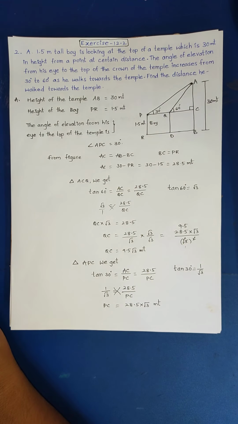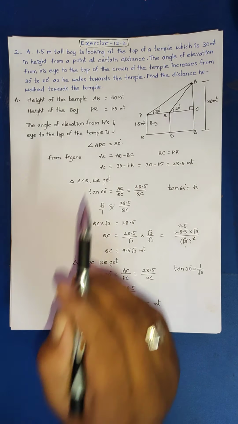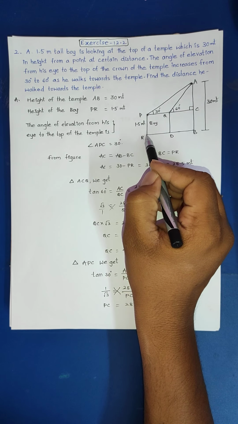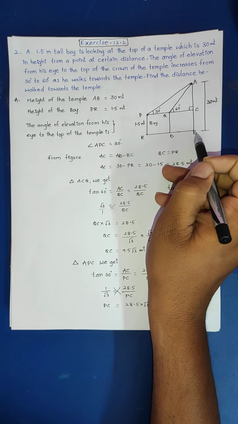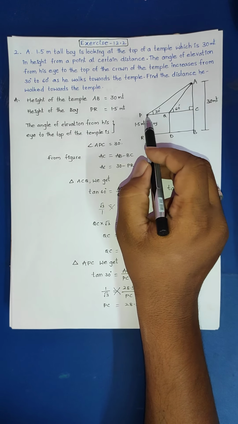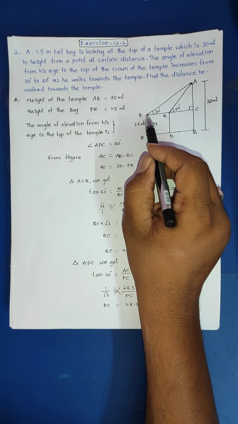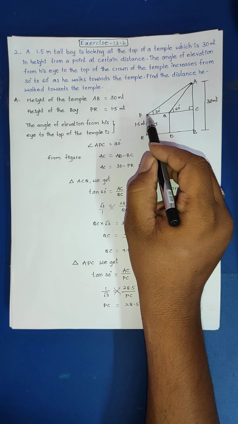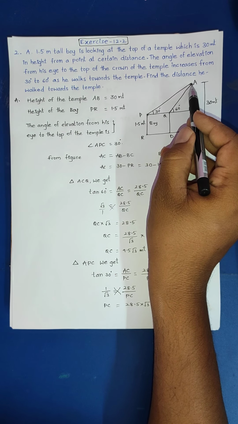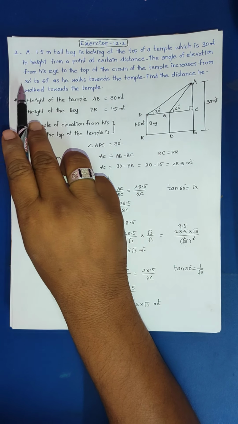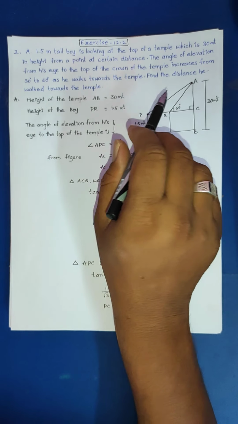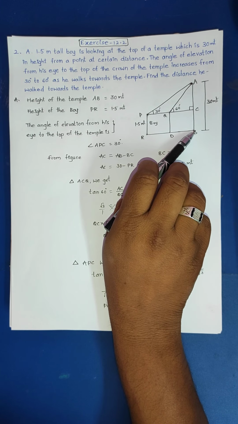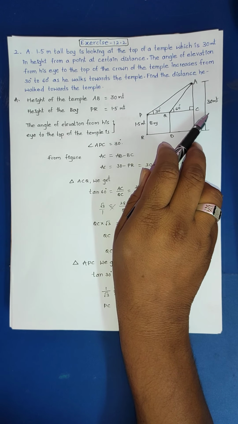Now the second problem. A 1.5 meter tall boy is looking at the top of a temple. This AB is the temple. This boy's eyesight is at point P. He is looking at the top of the temple, which is 30 meters in height, from a point at a certain distance. This height is 30 meters.